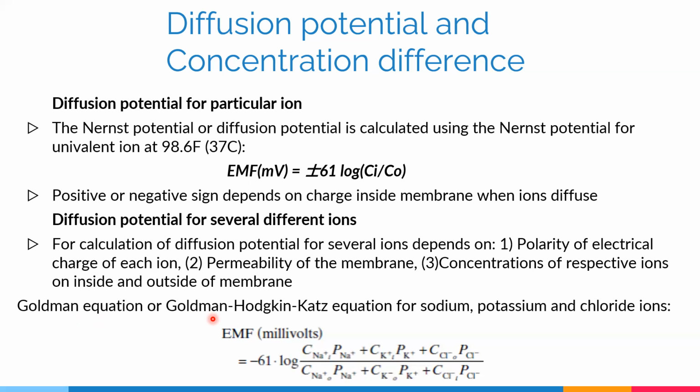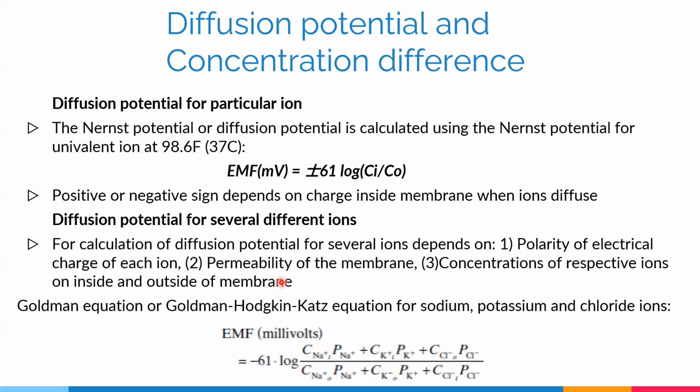For calculation of diffusion potential for several ions, this depends on the polarity of the electric charge of each ion, and the permeability of the membrane, that is, how permeable the particular ion is through the cell membrane. In previous examples, we assumed that sodium and potassium are absolutely permeable and there is no hindrance of their movement by the cell membrane. But in this case, we are assuming that there is a particular difference in permeability. As we will get to know, potassium is 100 times more permeable than sodium.